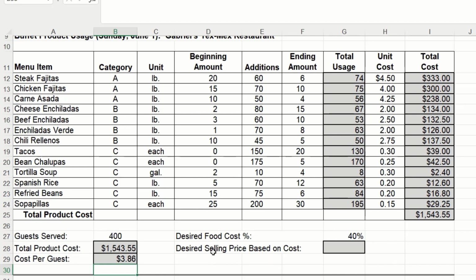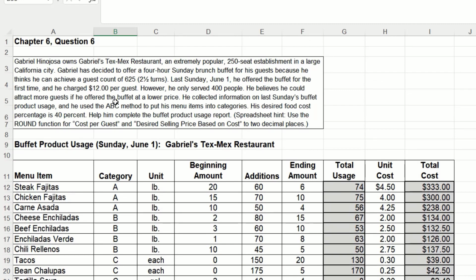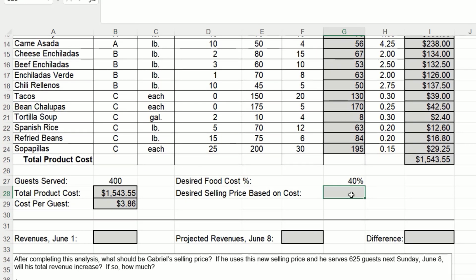All right, so let's look at our desired selling price based on cost. Okay, so if we go back up here, he charged $12 per guest, and he wants to hit around 40%, but he does want to increase his head count, okay? So here, let's get our desired selling price, okay? Our cost per guest, the $3.86, that was the average of what we used that day. We can divide that by 40%. Okay, so $9.65. So he can charge $9.65 and still run a 40% food cost.